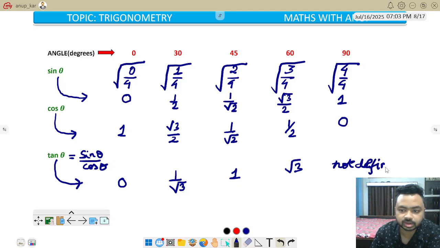Okay, I hope it is clear. So in case we want to find the value of cosec theta, it is nothing but 1 by sin theta, so we can do the reverse of sin theta values. In case of sec theta, we can do the reverse of cos theta values, and in case of cot theta, we can do the reverse of tan theta values. Okay, I hope it is clear. You have to remember this table. Now let's proceed to solve some numericals.